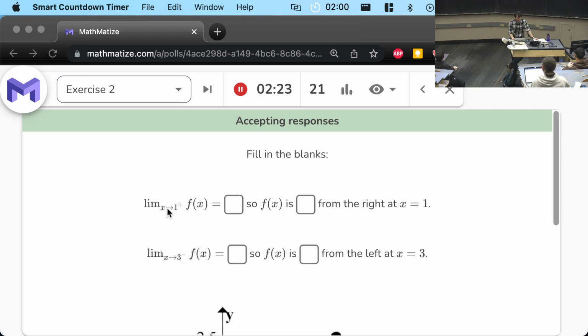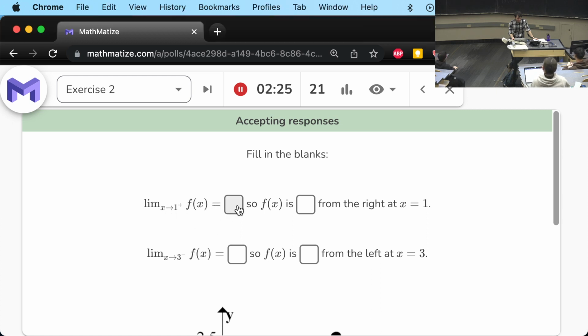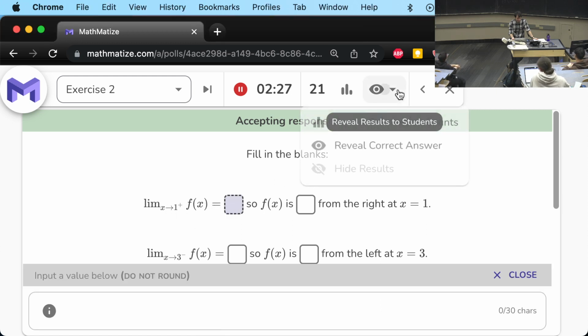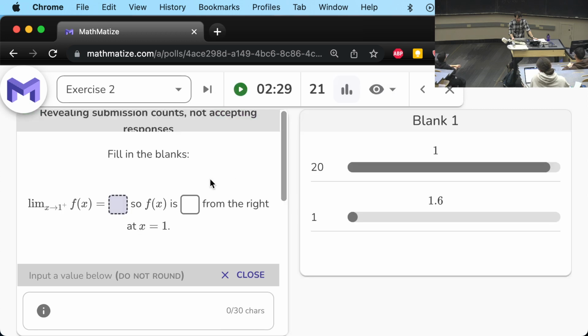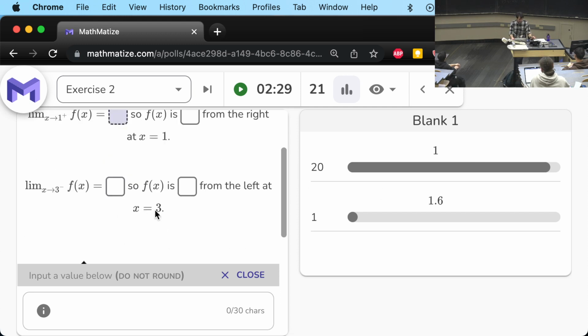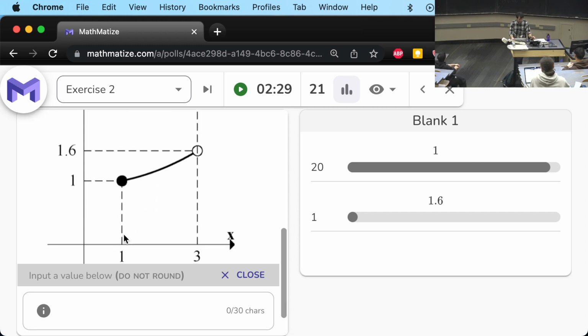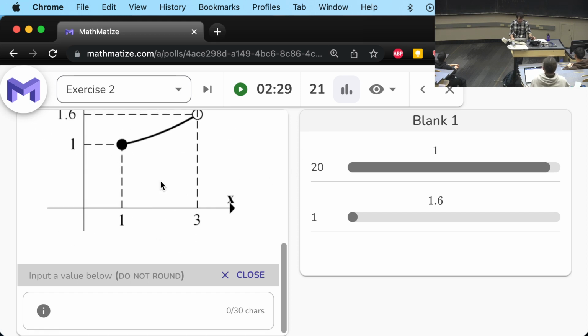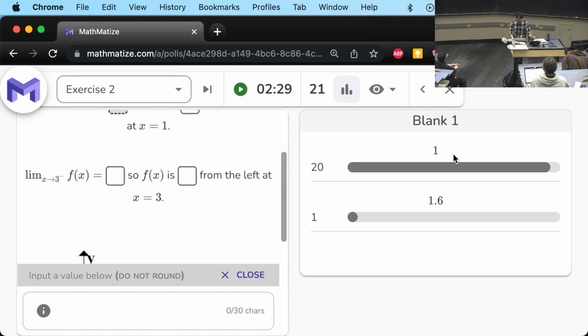The limit as x goes to 1 plus is what? So that's some number, and you had to fill in the number. Let's see, what did people think the limit as x goes to 1 plus is? 20 people said it's 1. One person said it's 1.6. The person who said it's 1.6 probably mixed up their 1s and 3s. So we're talking about this one side. It is 1. 1 is right. 1 is perfectly good. So great job, guys. I think that's the highest average we've gotten. 20 out of 21 people got it right.